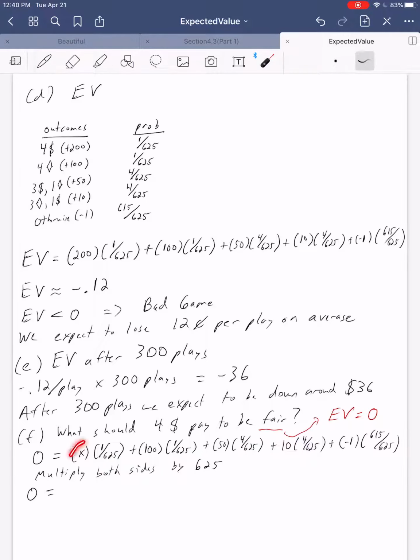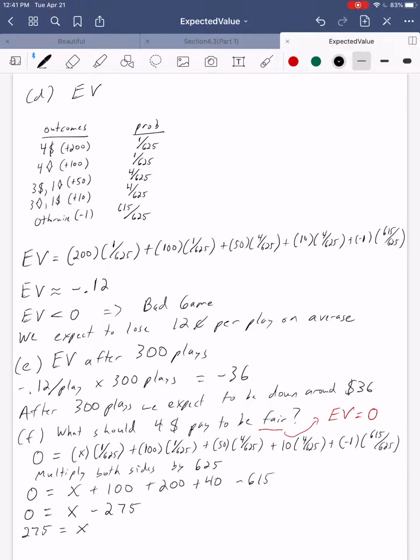So in this term, we'll just have x times 1, which is just x. On this term, we'll have 100 times 1, which is just 100. On this term, we'll have 50 times 4, which is 200. And we'll have 10 times 4, which is 40. And then finally, we'll have negative 1 times 615, which is negative 615. Putting that together, 100 plus 200 plus 40 minus 615, you get 0 equals x minus 275. Add the 275 onto the other side, and 275 equals x.